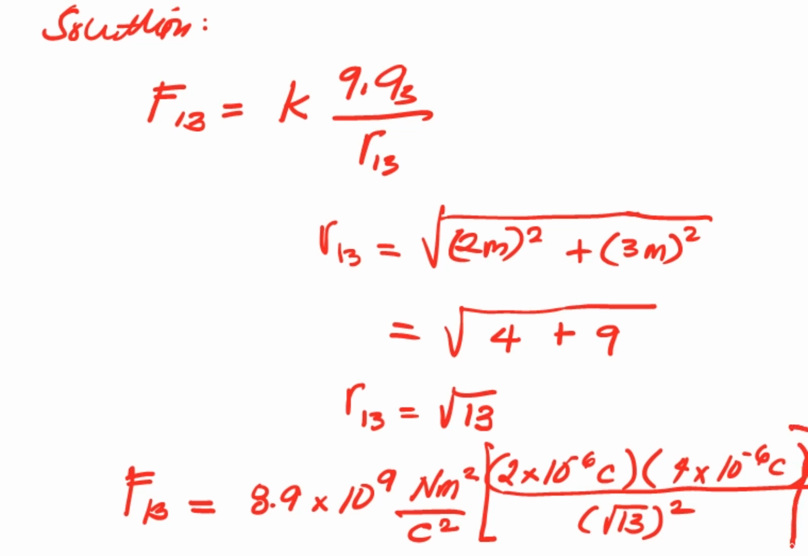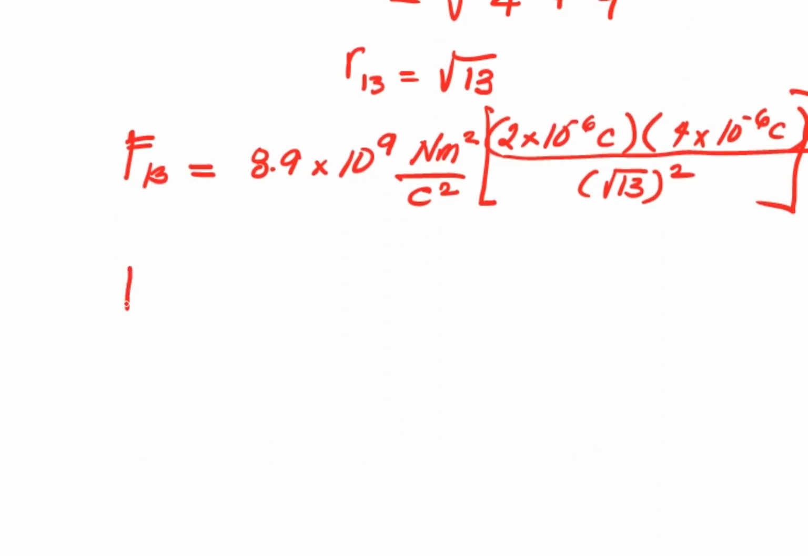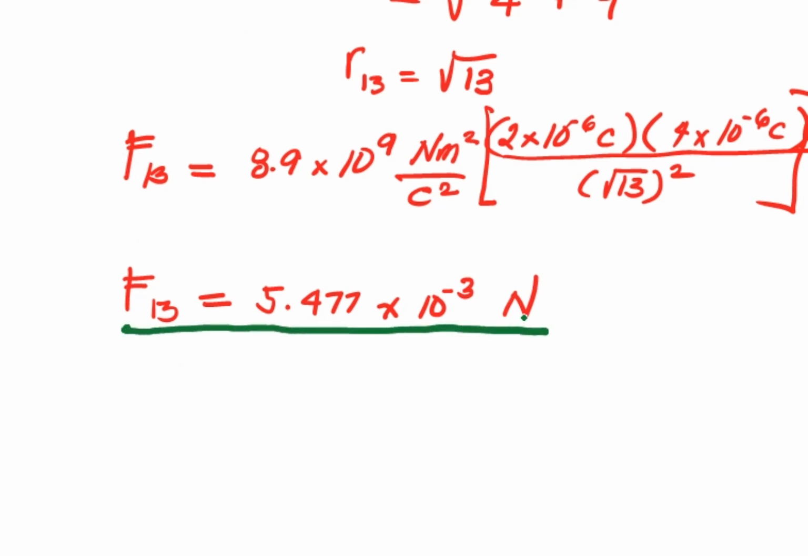So this is now our equation. Now if we solve that equation, F13, the force exerted by Q1 to Q3, would be equal to 5.477 times 10 raised to negative 3 newton. Now let us take note of this force F13. We will need that later. Now let us compute for F23, the force being exerted by Q2 to Q3.